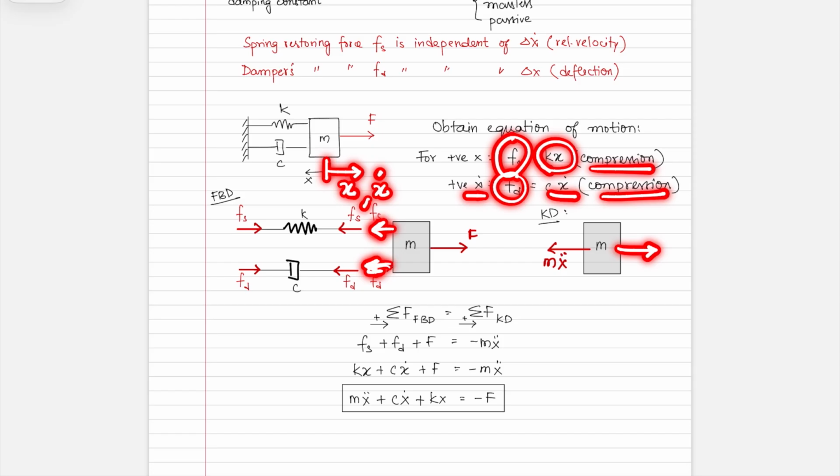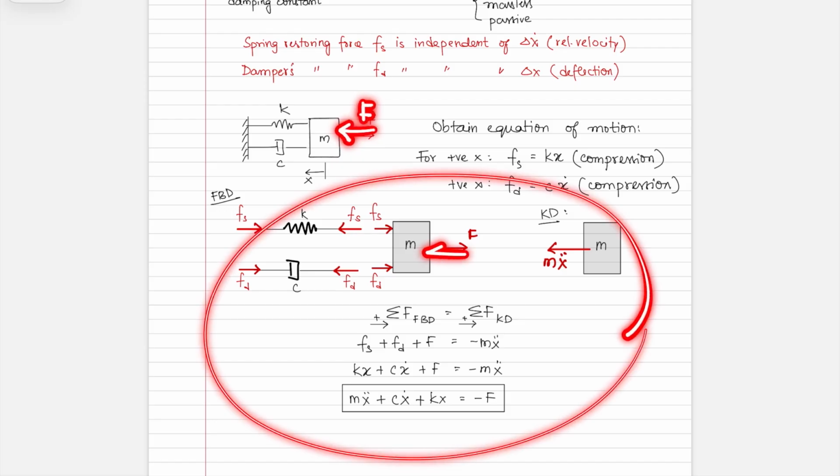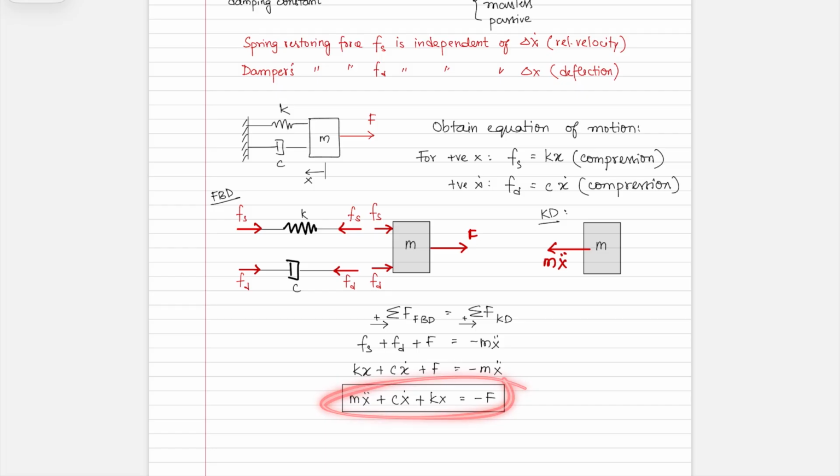Because of this flip of direction, you will have, in the end, m x double dot plus c x dot plus kx is equal to, and you will have F featuring because your directional positive measurement was in this way. What if you had F acting in the other way? Nothing here would change. Your F would just come in this direction, and then you would have minus F, and so you will have a positive F in this direction in the final equation. I hope that's an easy conversation to have.